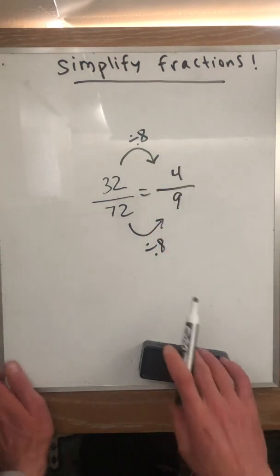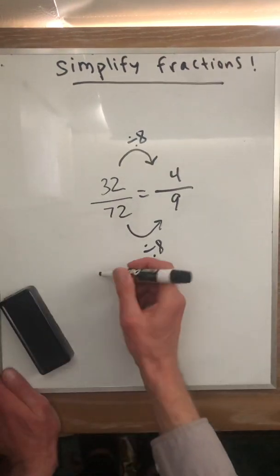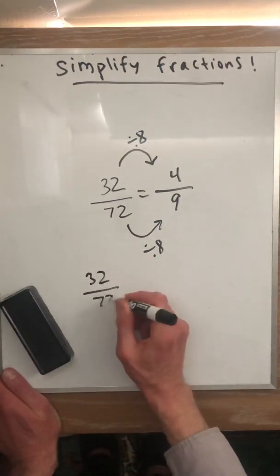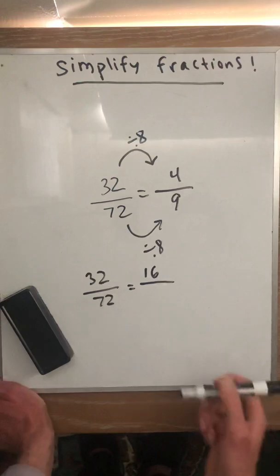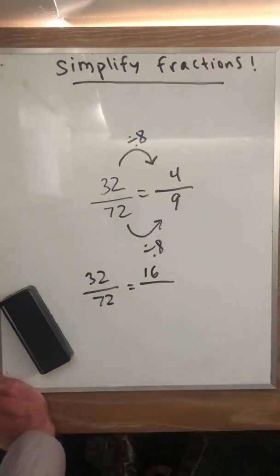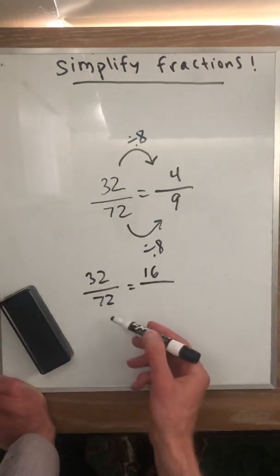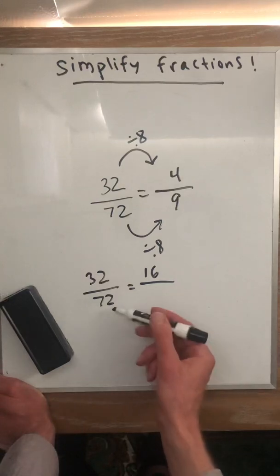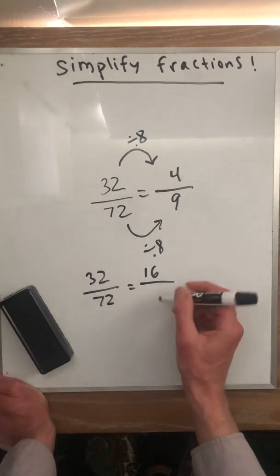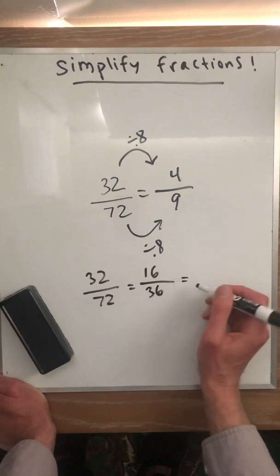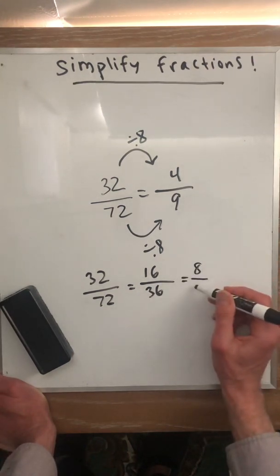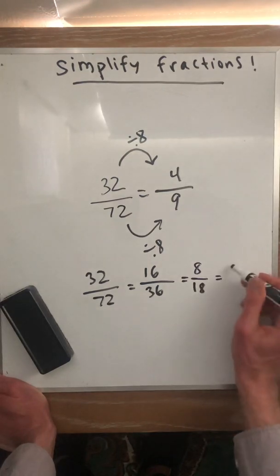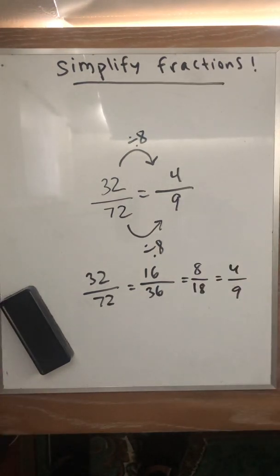And if I would have done it the other way, I might have just halved them. I know half of 32 is 16, but it's harder, you know, like I just know that because I've done a lot of math. Half of 72, well, I know half of 70 is 35. Half of 2 is 1. So it's 36. I might half those. Half of 16 is 8. Half of 36 is 18. Half it again. So you could do it that way too.